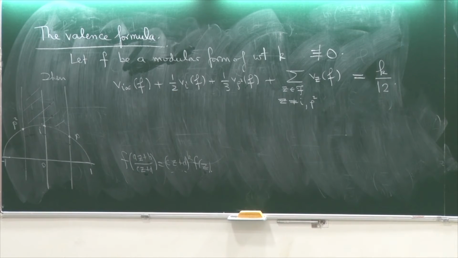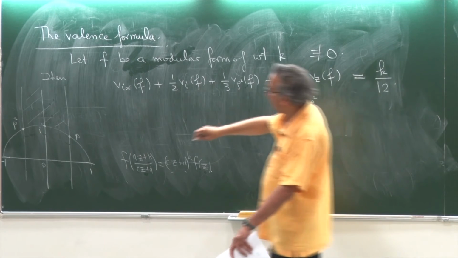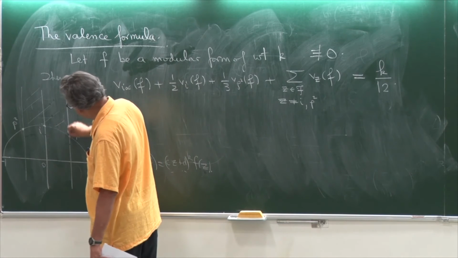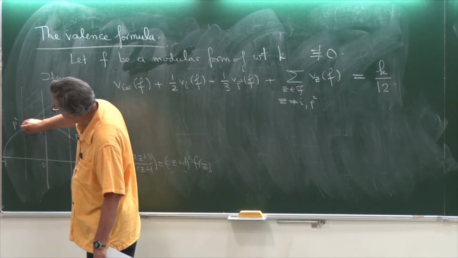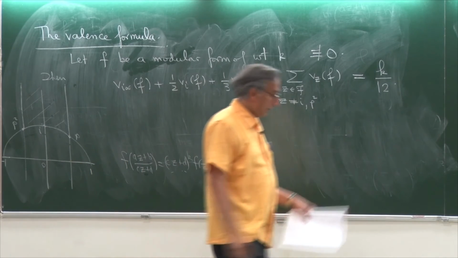is that, in order to do this, I want to count the zeros. So let's first assume, for the proof, that f has no zeros on the boundary of the fundamental domain. It means I'm going to assume that there are no zeros on this vertical line, this circular arc, and this vertical line. So no zeros on that.